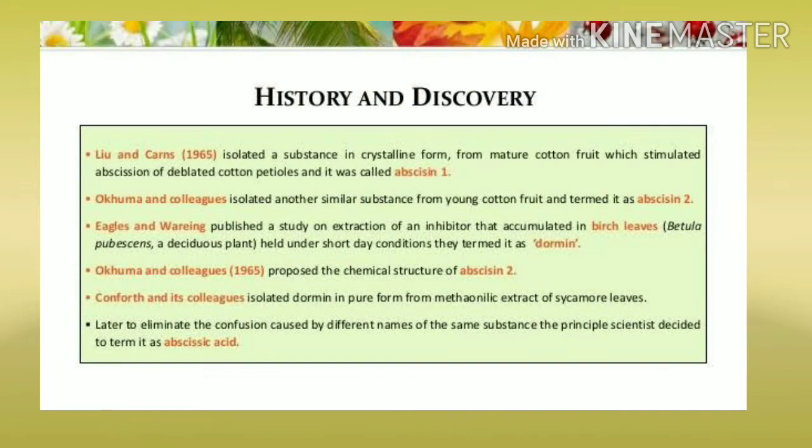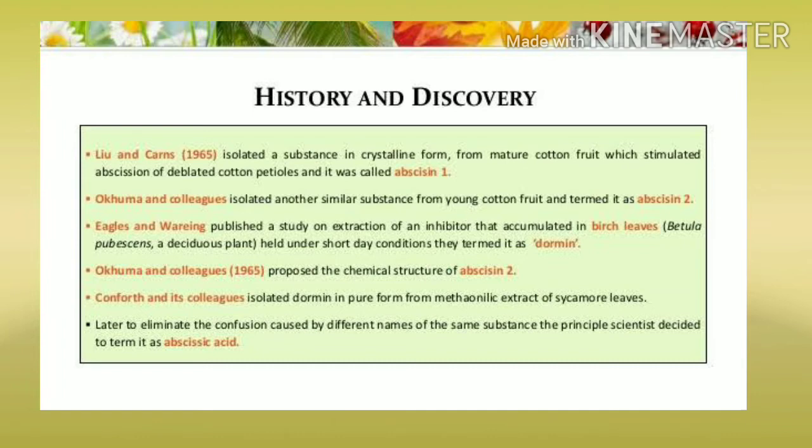When we see the discovery and history of abscisic acid, at that time, Liu and colleagues isolated a substance in crystalline form from the mature cotton fruit which stimulated abscission of debladed cotton petioles, and it was called abscission 1. Then Okuma and colleagues isolated another similar substance from the young cotton fruit and termed it abscission 2.